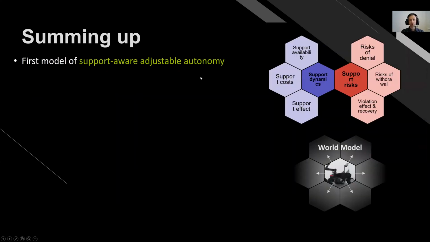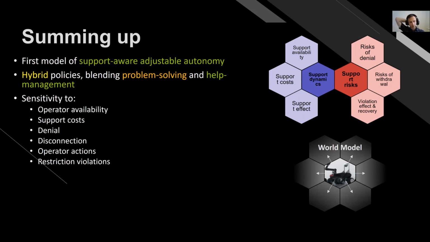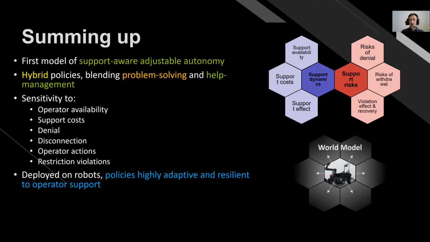To sum up, in this paper we produced the first model of support-aware adjustable autonomy that is capable of automatically producing hybrid policies that blend on the one hand problem solving, and on the other hand, help management. What help do you need? How do you get it? When do you ask for it? What kind of help do you ask for? We include into this model quite a few aspects to take into account: availability, support cost, denial, disconnection, etc. And we demonstrated its deployability on robots, with policies that are highly adaptive and resilient to operator support.